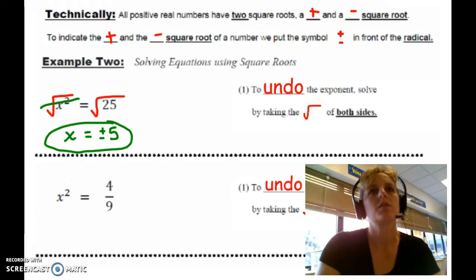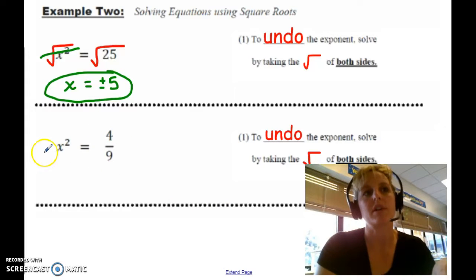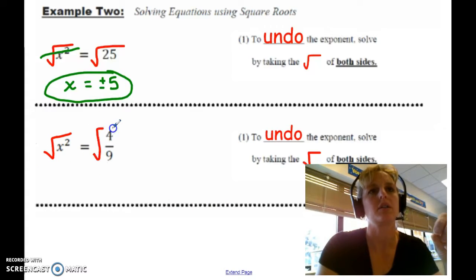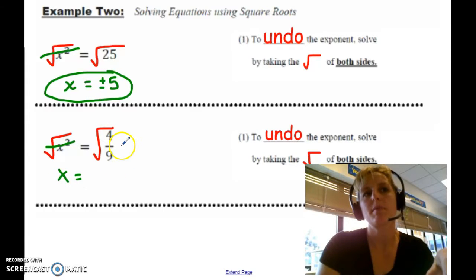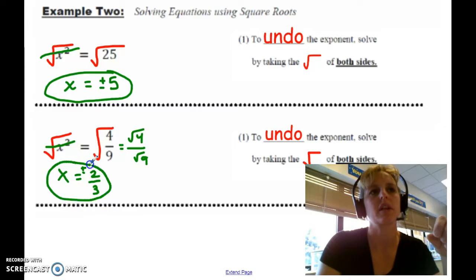Here's an example where you're going to take x squared and figure out what number times itself is going to equal 4/9. The best way to show that, again, is to undo that exponent, to square root both sides. So you will cancel out the squaring, leaving you with just x. And if you remember what we talked about with fractions, you can square root the numerator separate from the denominator. So I think you can see how we can get 2/3 right away. But we need to sneak in our little plus minus sign because we have two options, a positive and a negative solution.